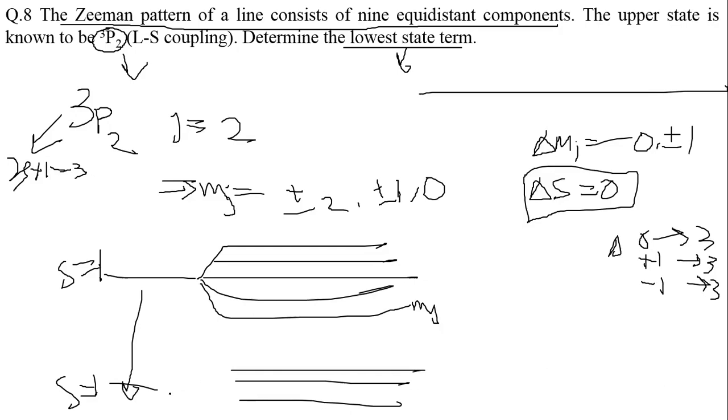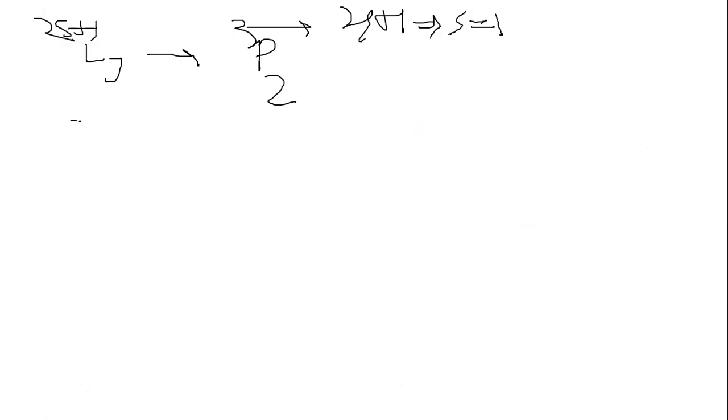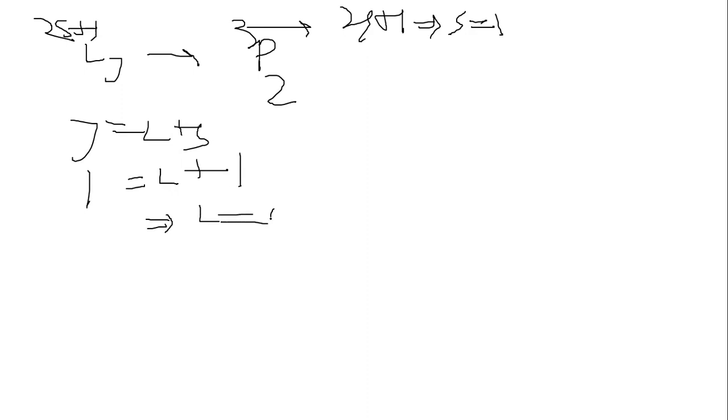So in the lower level, there will be 3 mj values: minus 1, 0, 1. So these mj values correspond to j equals to 1. So what we find is, since s equals to 1 here, then j equals to 1. And j equals to l plus s. Since j equals to 1 and s equals to 1, then what will be L? Then L will be 0.